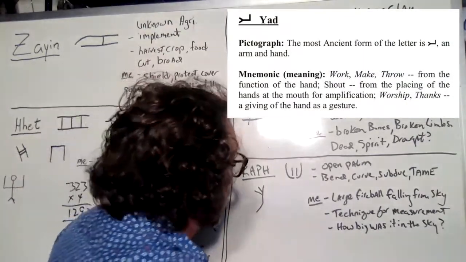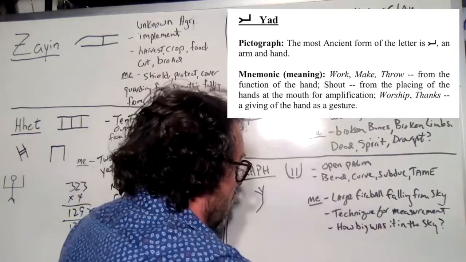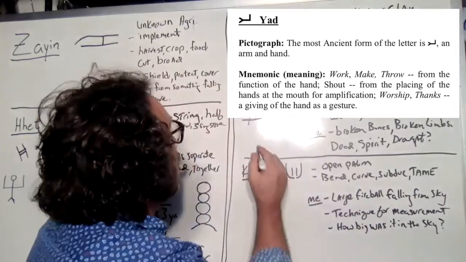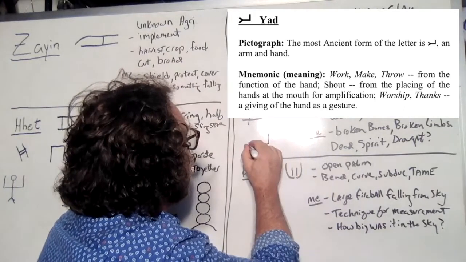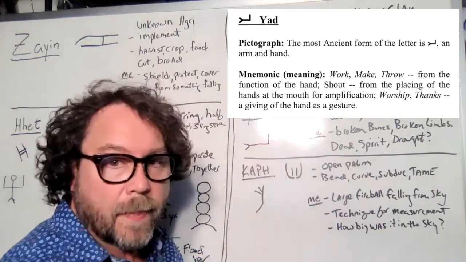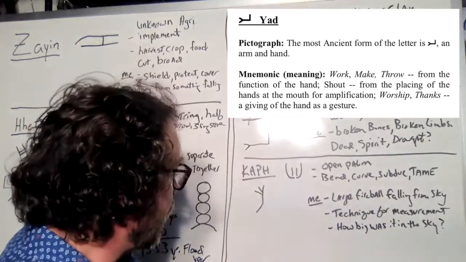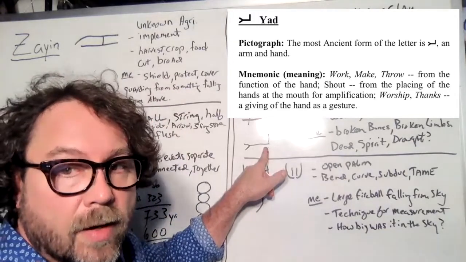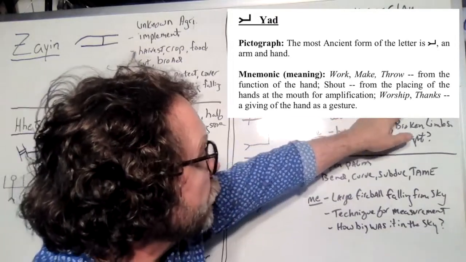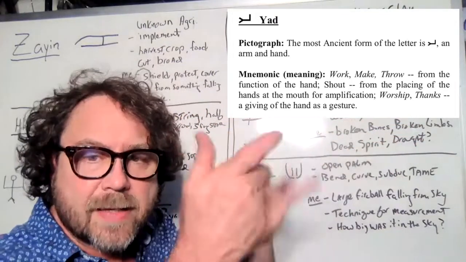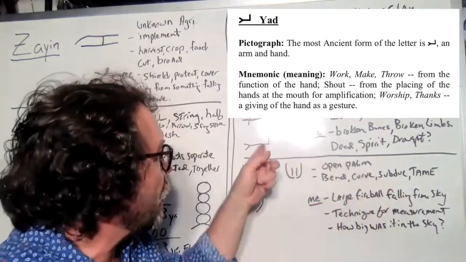Sorry about that. Let me move it down here. I'm going to have a picture of this without that glare and everything, so it looks like this. But this right here, in Mr. Britter's book, it's got arm, hand, throw, make, work, anything to do with your hands. And it looks like an arm and a hand.